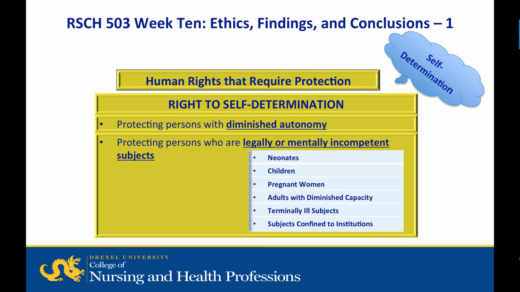Subjects' right to self-determination also includes protecting persons with diminished autonomy who may have decreased ability or actual inability to provide informed consent. Another component is protecting persons who are legally or mentally incompetent. Categories of individuals who require protection include neonates, children, pregnant women, adults with diminished capacity, terminally ill subjects, and subjects confined to institutions, for example, hospitalized patients and prisoners.